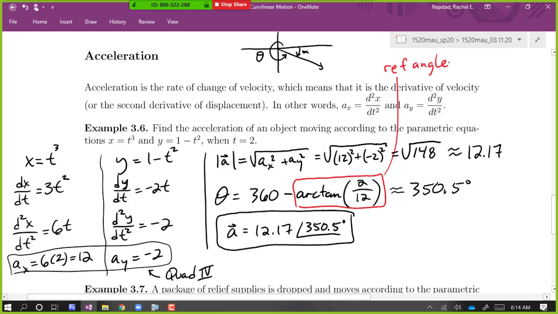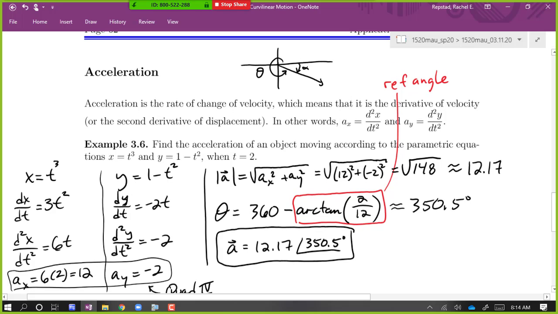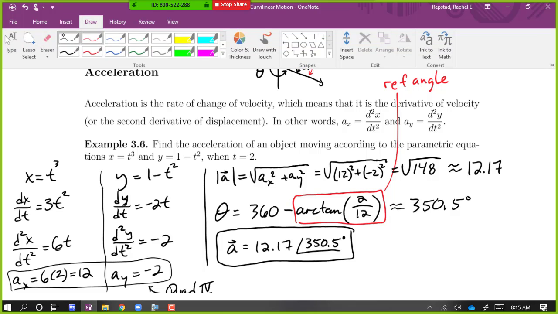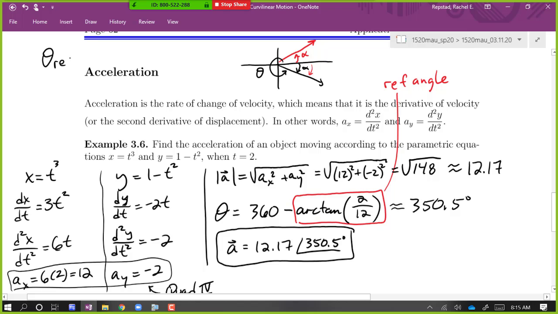So what we've done is we've said, okay, if I want this angle theta, what I'm going to do first is find the measure of alpha as an acute angle in the first quadrant, and then just subtract that, go backwards from the 360 to get that fourth quadrant angle. So we always find that reference angle by finding arctan of positive absolute Vy over absolute Vx.